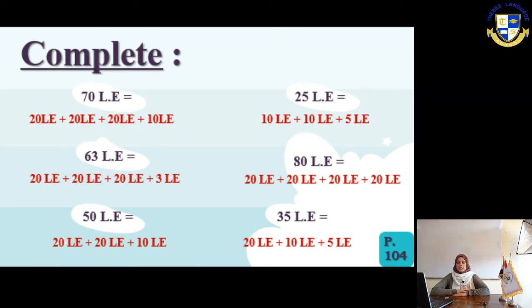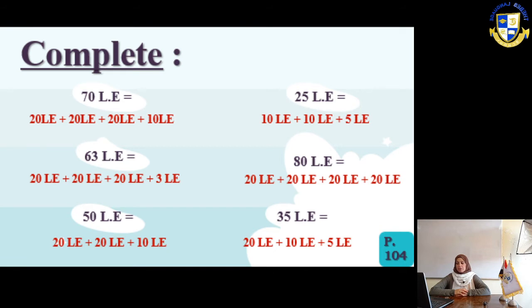What about the 50? You can do it 20 plus 20 plus 10. Or 10 plus 10 plus 10 plus 10 plus 10. This is 50. For the 25, you can use 10 plus 10 plus 5. 10 plus 10 equals 20. 20 plus 5 equals 25. For the 80, you can use 20 plus 20 plus 20 plus 20. Or you can use 50 plus 10 plus 10 plus 10. This will give you 80.